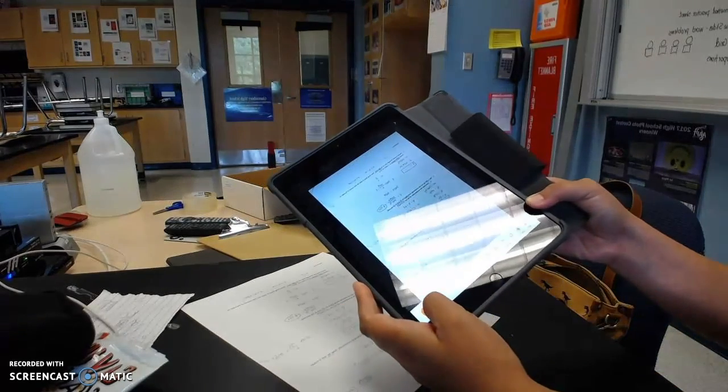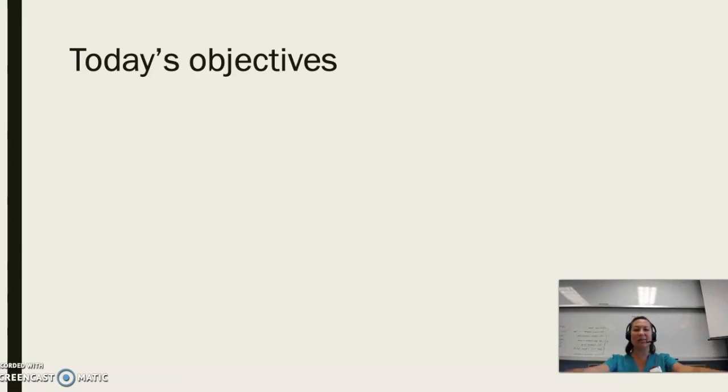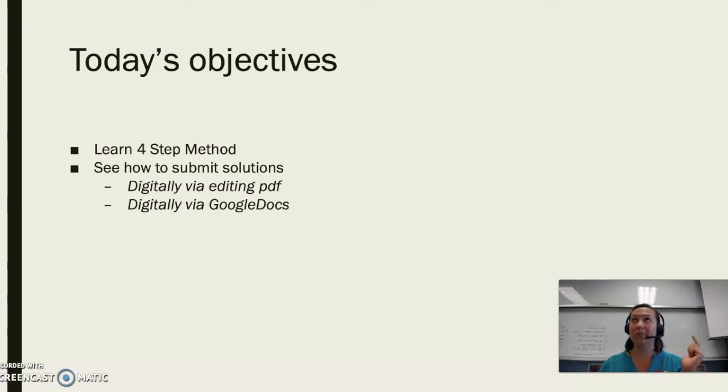So hey, now let's say I finished my whole worksheet. I'm ready to submit. I'm going to use the Office Lens scanning app and send to Classroom. So let's recap today's objectives. Today I showed you the 4-step method, but I also wanted you to see how to submit solutions to me. I will accept solutions digitally when you go and edit a PDF. I will accept them digitally via Google Docs and manually. If you want to print this out and do it by hand and scan it, totally fine by me.